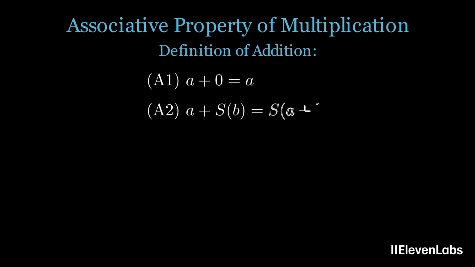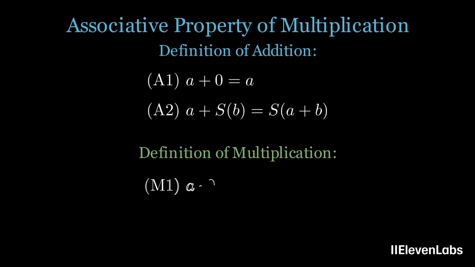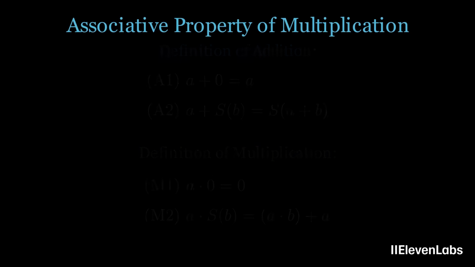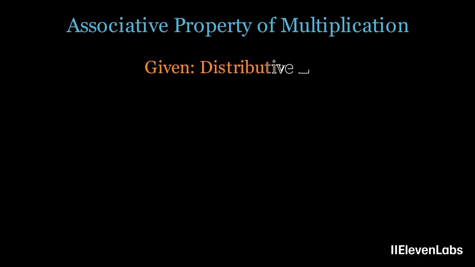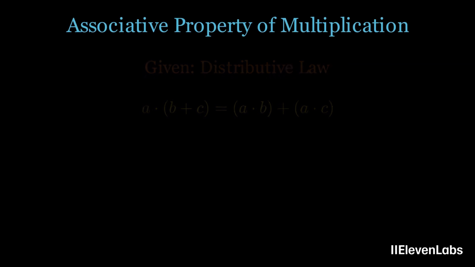Any number a plus 0 equals the number a itself. Any number a plus successor of any number b equals the successor of the number a plus b. Multiplication of any number a by 0 is 0. Multiplication of any number a by the successor of any other number b is a times b plus a. Next, recall the distributive law. a times (b plus c) is equal to a times b plus a times c for all natural numbers a, b, and c.